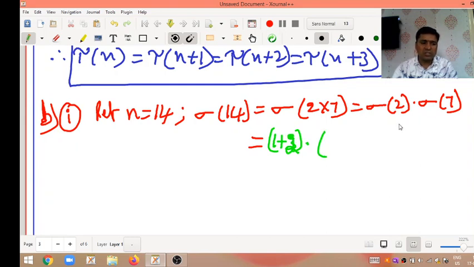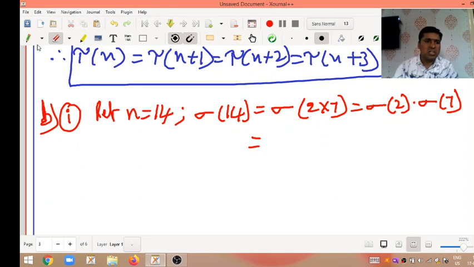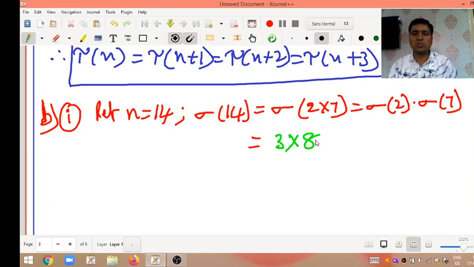Into, for 7, how many are there? Sum of the divisors. So how much? 1 plus 7, total sigma of 7 is what? Directly I am writing here. See here, sigma of 2 is equal to 3, into sigma of 7 is equal to 8. So how you find sigma and tau value? We discussed it in the previous videos. So please watch those previous videos. Okay, 3 8s are 24. 3 8s are 24. This is about sigma of 14.